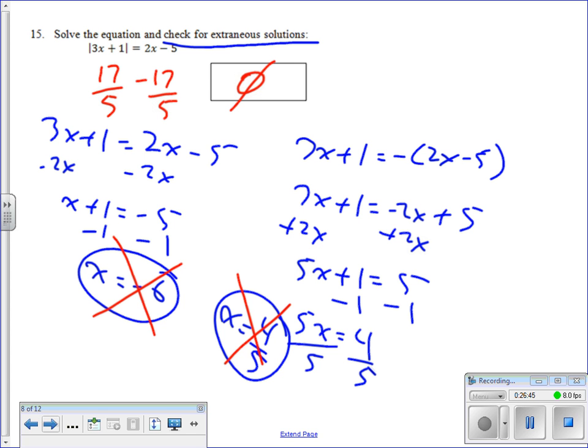Happens. Perfectly valid. No solution. You didn't check and assume that because the first one you tried didn't work, that the second one does, you got problems. Okay? Questions?